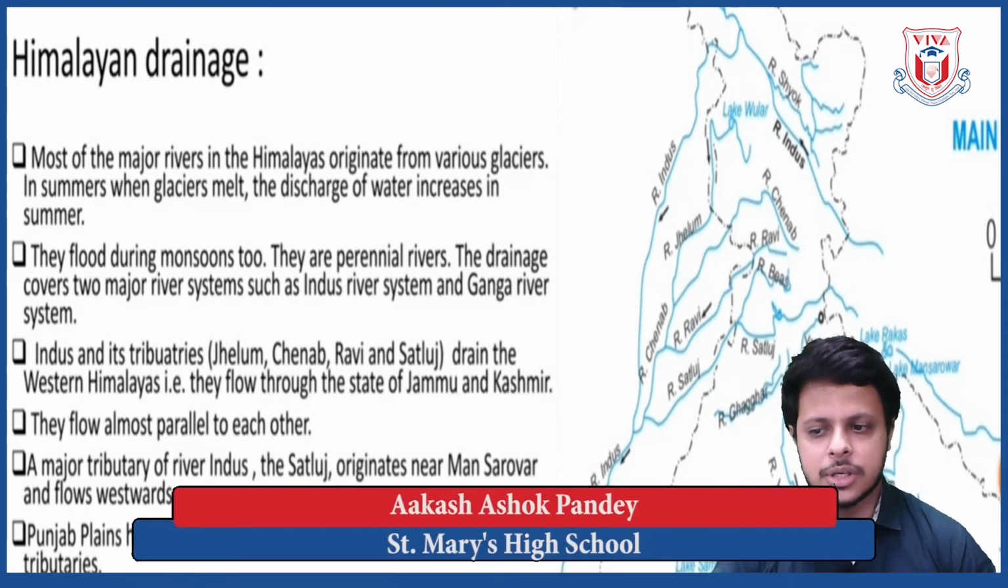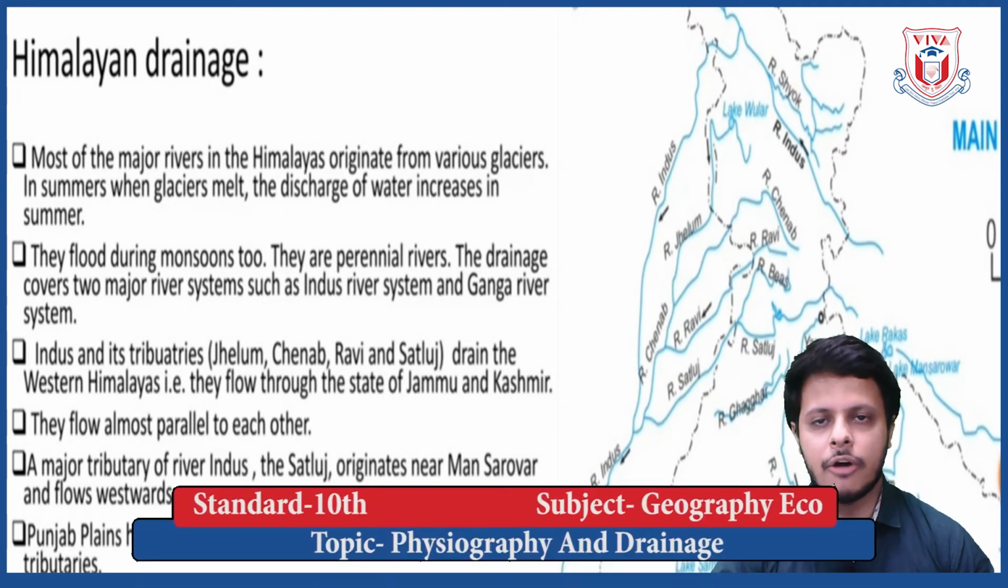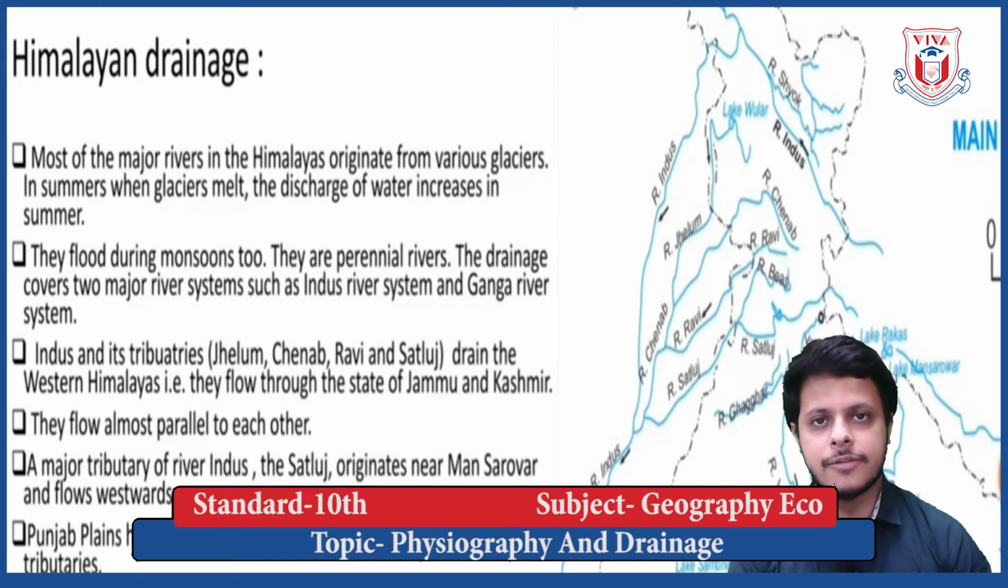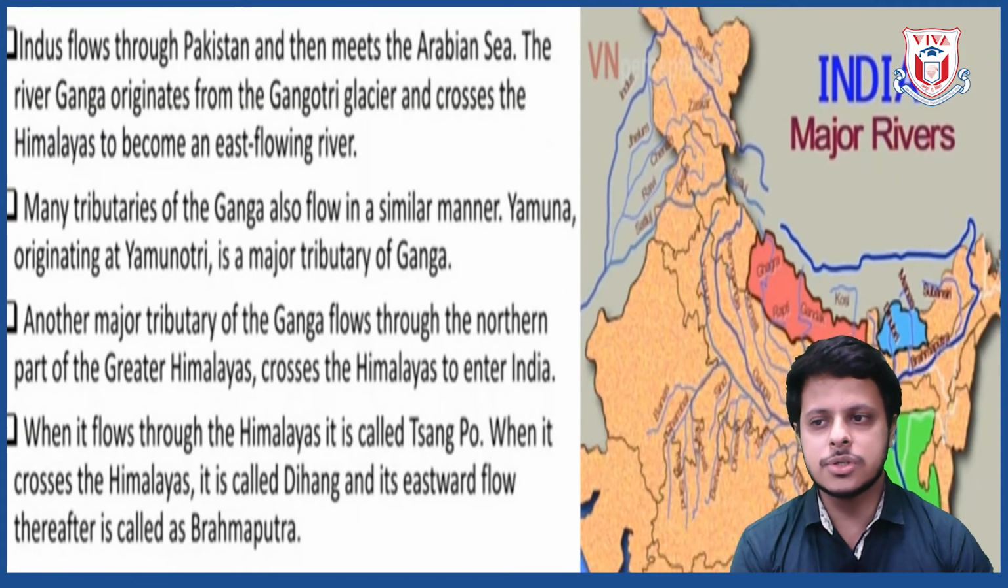Indus and its tributaries Jhelum, Chenab, Ravi and Satluj drain the western Himalayas, that is, they flow through the state of Jammu and Kashmir. They flow almost parallel to each other. A major tributary of river Indus, the Satluj, originates near Mansarovar and flows westward. Punjab plains have been formed because of the depositional work of this river and its tributaries. Indus flows through Pakistan and then meets the Arabian Sea.